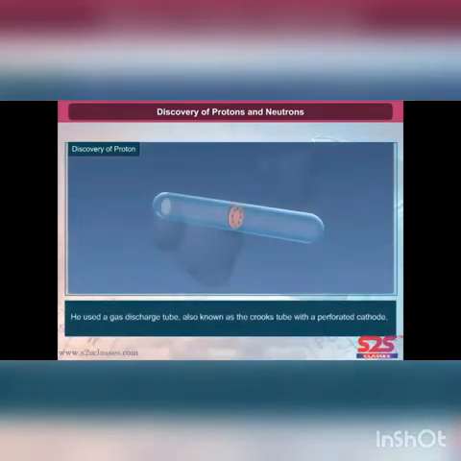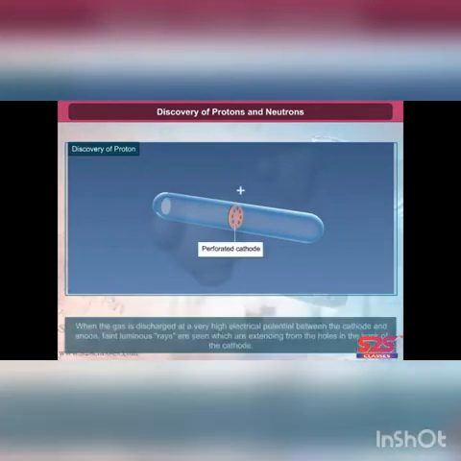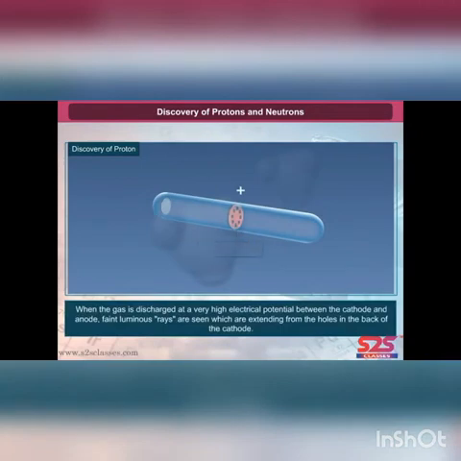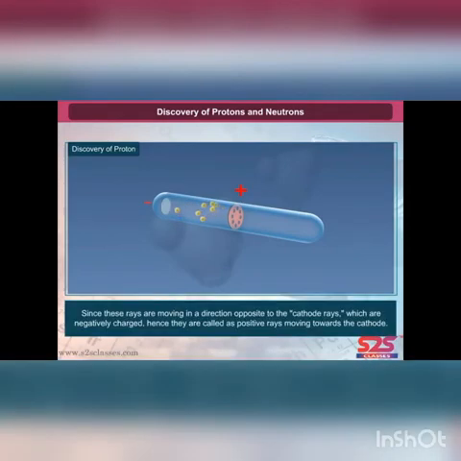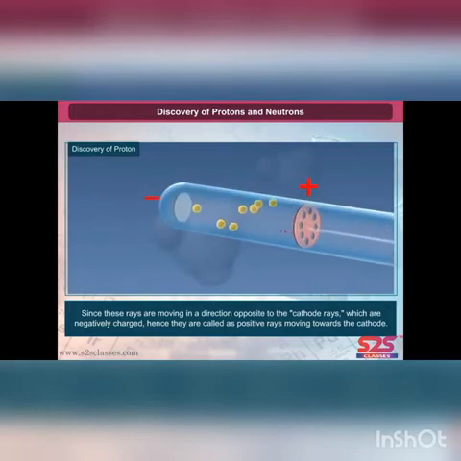He used a gas discharge tube, also known as the Crookes tube, with a perforated cathode. When the gas is discharged at a very high electrical potential between the cathode and anode, faint luminous rays are seen, which are extending from the holes in the back of the cathode. Since these rays are moving in a direction opposite to the cathode rays, which are negatively charged, they are called positive rays moving towards the cathode.